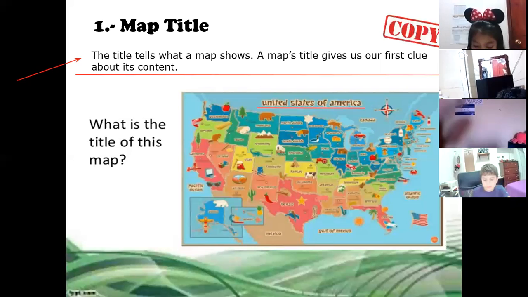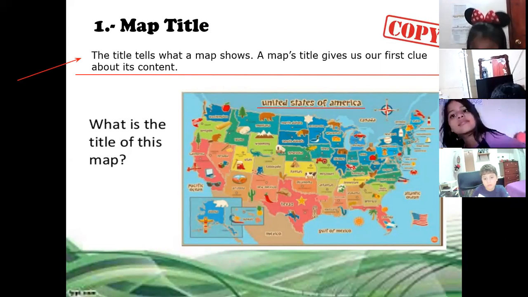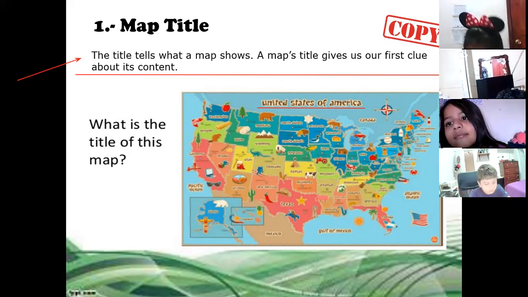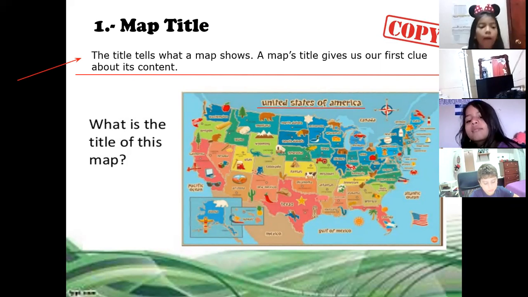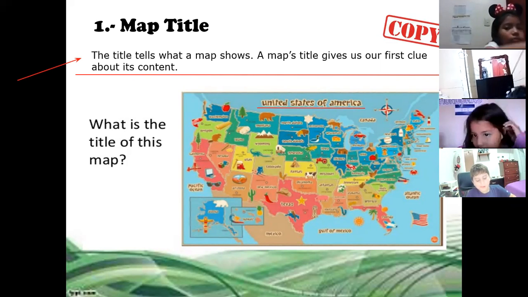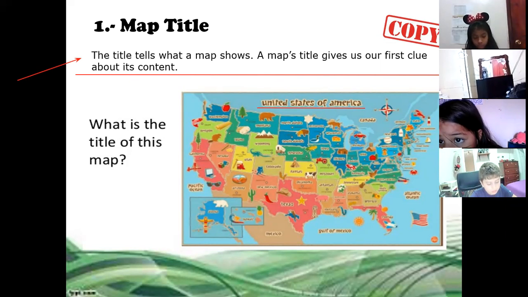Parts of a map is the title of the class. And part number one is map title. The title tells what a map shows. A map's title gives us our first clue about its content. Okay?